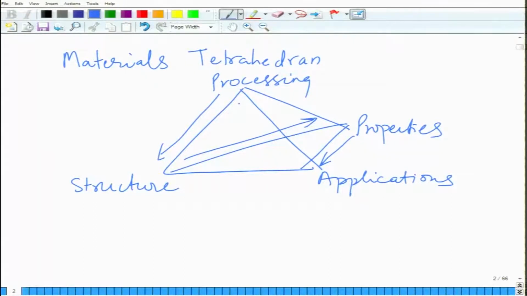Processing is also related to applications because processing is related to cost and ease of processing and manufacturability. So, this tetrahedron basically shows you interrelation between four important aspects of materials engineering. And then we discussed classification of materials.